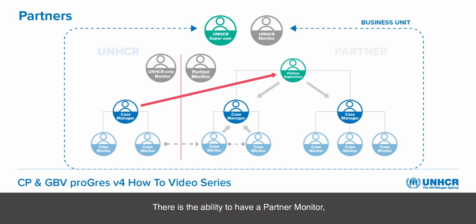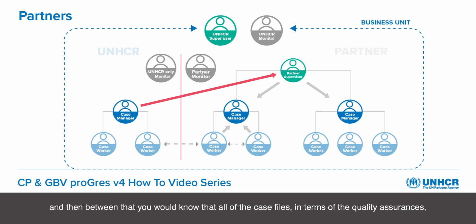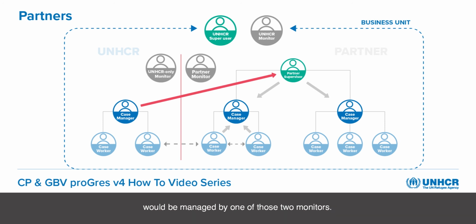There is the ability to have a partner monitor, so a monitor that the partner can use to do their quality assurance and their analysis just for the partner data. And then there can be a UNHCR only monitor. So that UNHCR monitor would be able to do the same thing for the UNHCR files. So basically, if you were not to have a UNHCR monitor, you could have the 2 monitors below, and so the partner would be responsible for their quality assurance, the UNHCR would be responsible for their quality assurance, and then between that you would know that all of the case files in terms of the quality assurance would be managed by one of those 2 monitors.